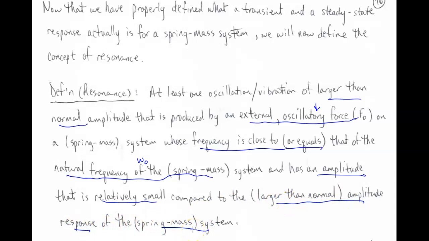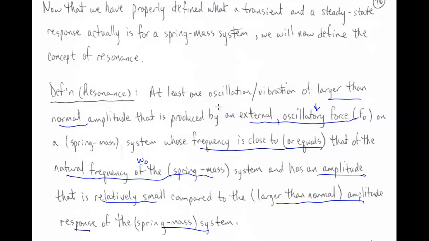And the amplitude of that oscillatory force function is relatively small compared to the larger than normal amplitude response of the spring mass system. I'll read through that again, and then I'll show you an example of how this would look from a function perspective. So resonance is at least one oscillation or vibration of larger than normal amplitude that comes out as a result of some forcing function, or some force on the spring mass system that's external to the system.